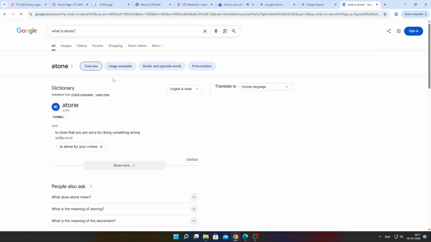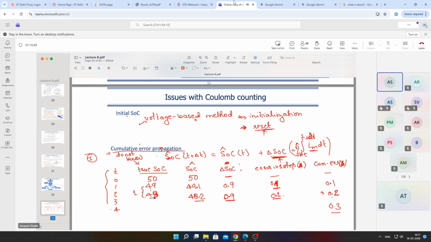So what will happen is the method will start with 49.1 as the SOC value at time t equal to 1, and it will subtract 0.9, which it has calculated in this step. So its estimate of the SOC will be 48.2. How much error is introduced in this second step? The actual drop in the SOC is 49 minus 48, which is 1.